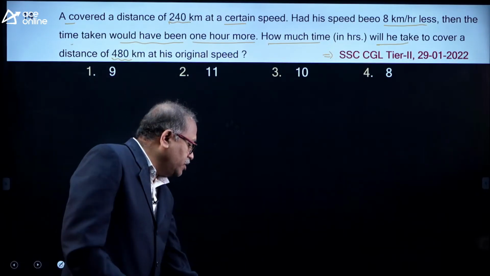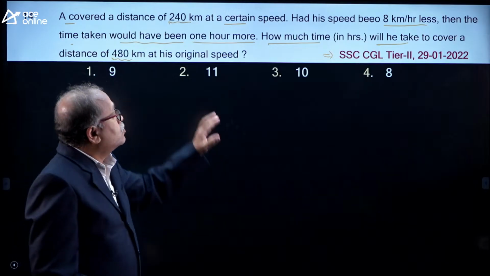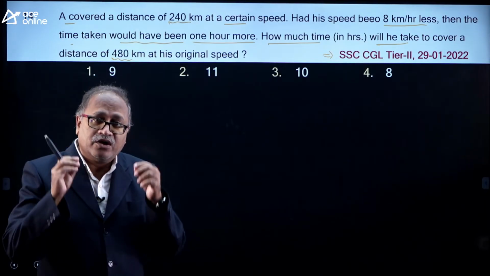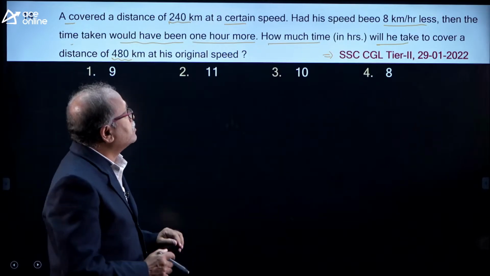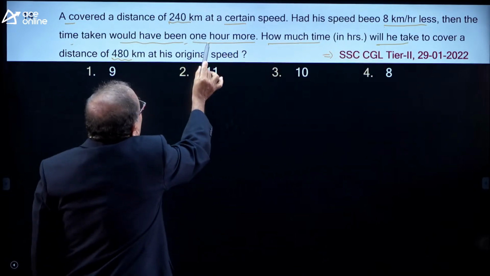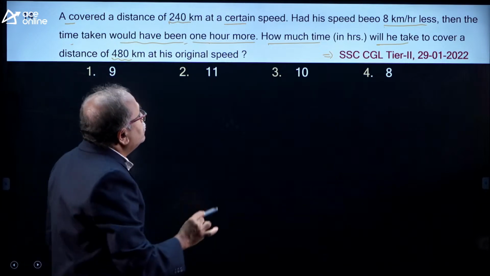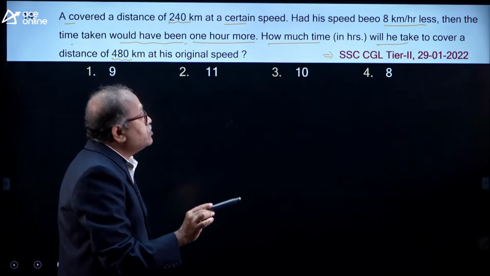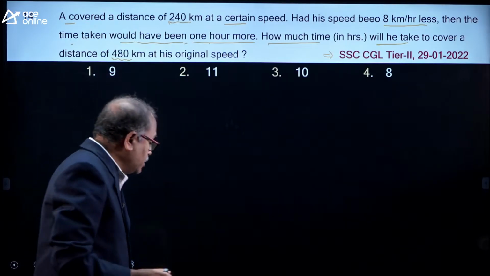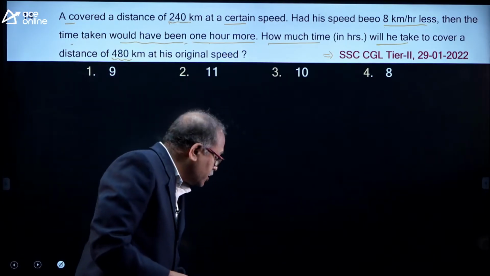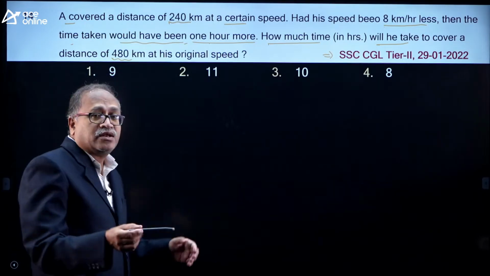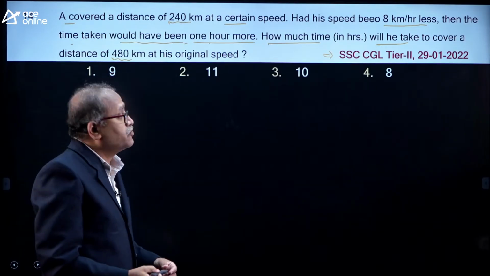I will show you different questions like this, and I will show you the shortcut is applied on all the questions of this pattern. When speed is 8 less, the time is 1 hour more. You need to find out the speed. Once you get the speed, then you can find out the time to travel 480. Now the time is up. Look at the shortcut method. I am not going with the general method, that will be lengthy and a waste of time.